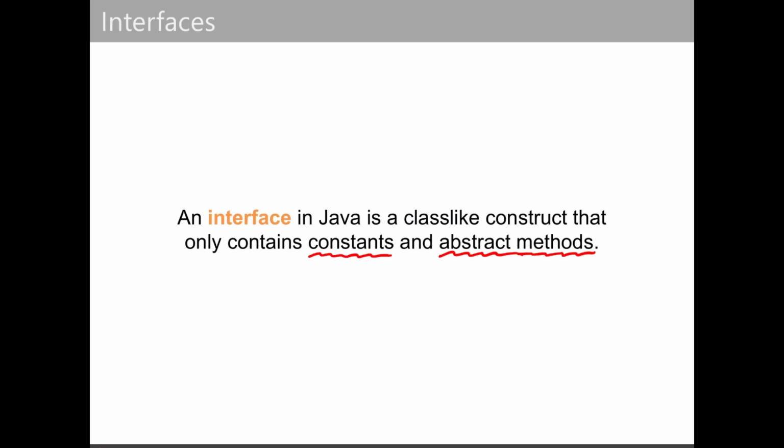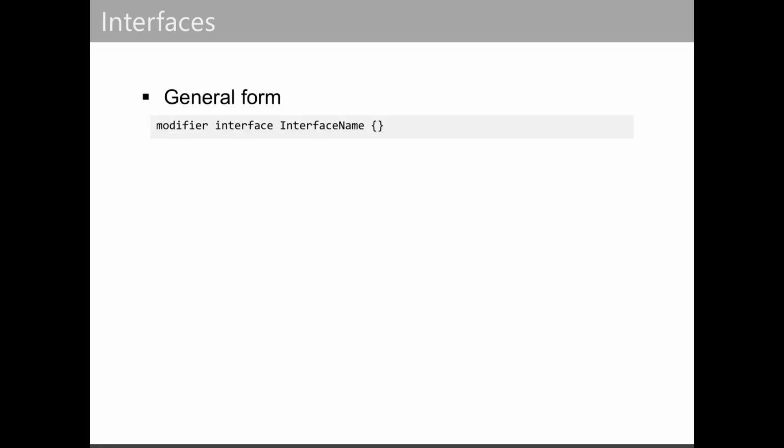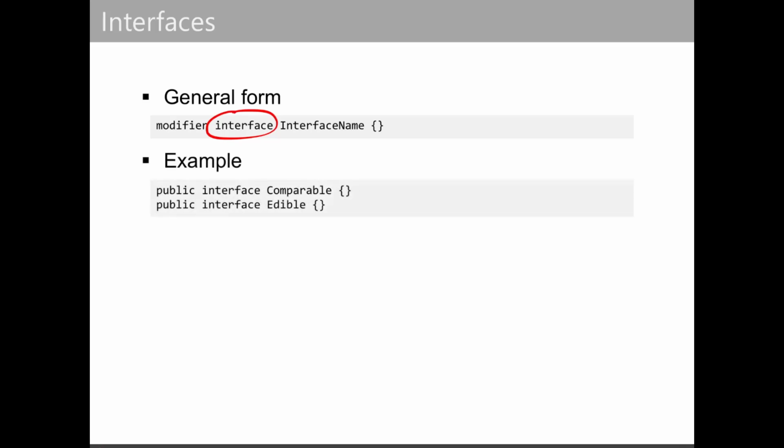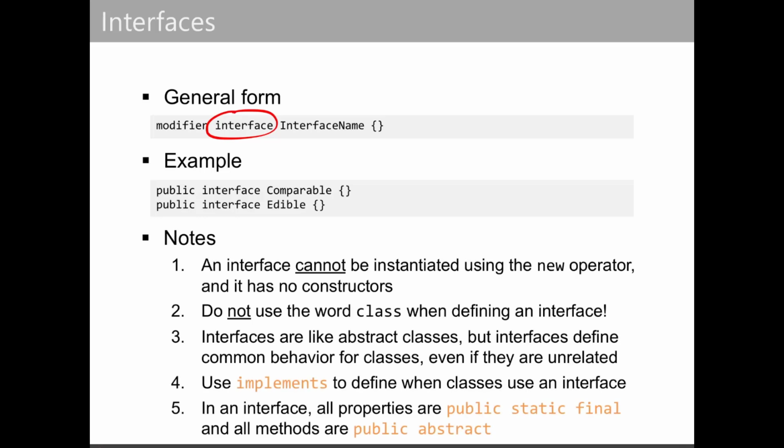Newer versions of Java may have default methods, but we'll stick to the basics here. In terms of the form of interfaces, we will add the word interface in between any visibility modifiers and the name of the interface. So we've got some specific examples here, like the interface Comparable or Editable. Important notes here: like abstract classes, we won't instantiate interfaces using the new operator. There are no constructors though, unlike the abstract class. We also don't even use the word class. Notice that class doesn't appear in the general form here.